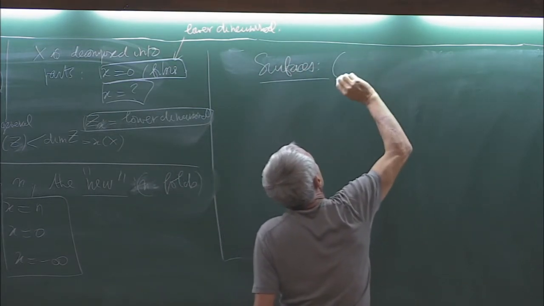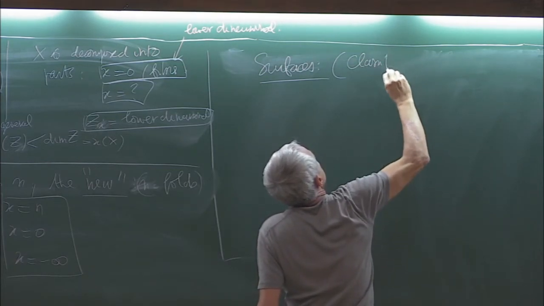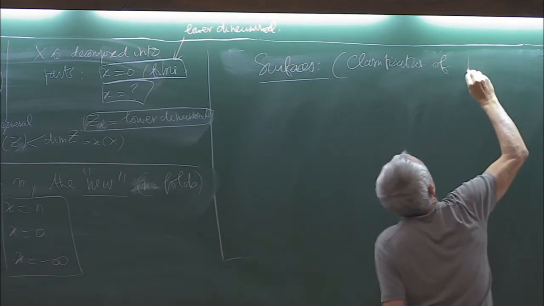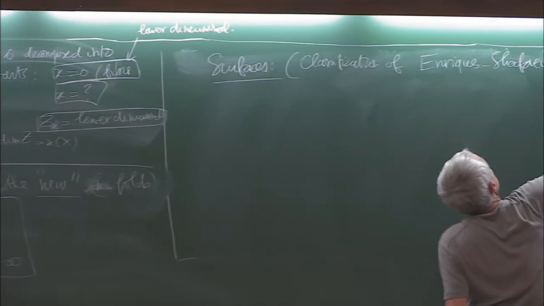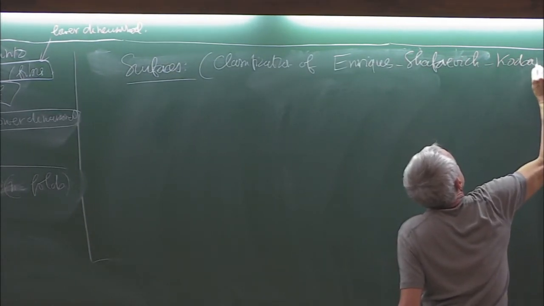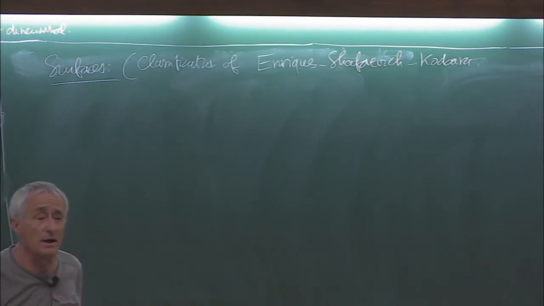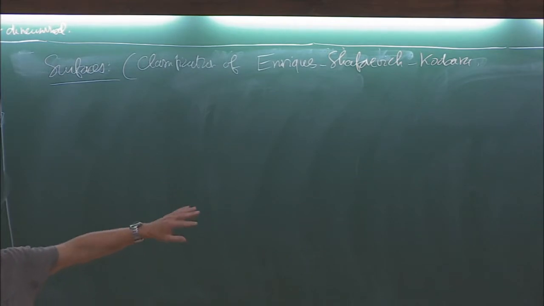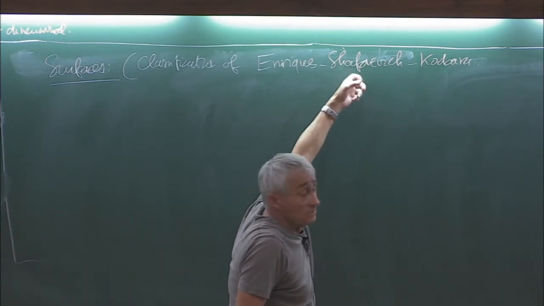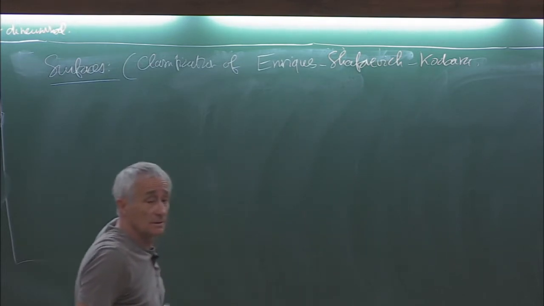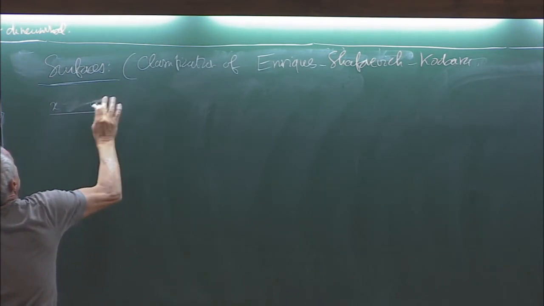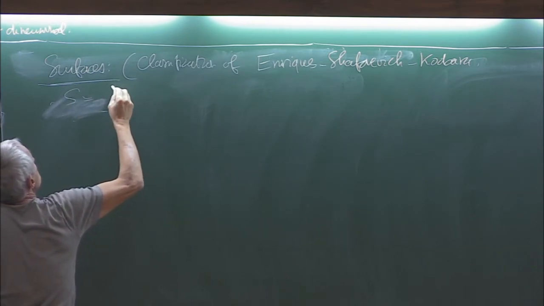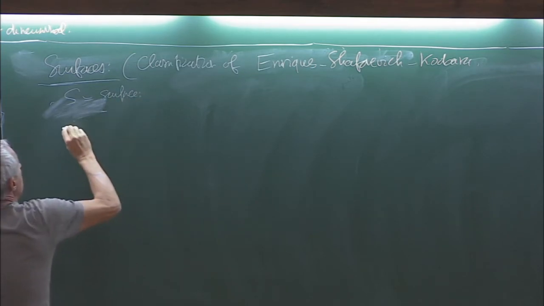Now, in this case, we have the classification of Enriques, Shafarevich, and Kodaira. I put Kodaira at the end because usually this is Kodaira and Enriques. Okay, but Shafarevich is forgotten, so I put him in, not in the alphabetical order. I try to mention that they also did this classification in this situation. So we have possibilities. Let us take S. This is a smooth projective surface.